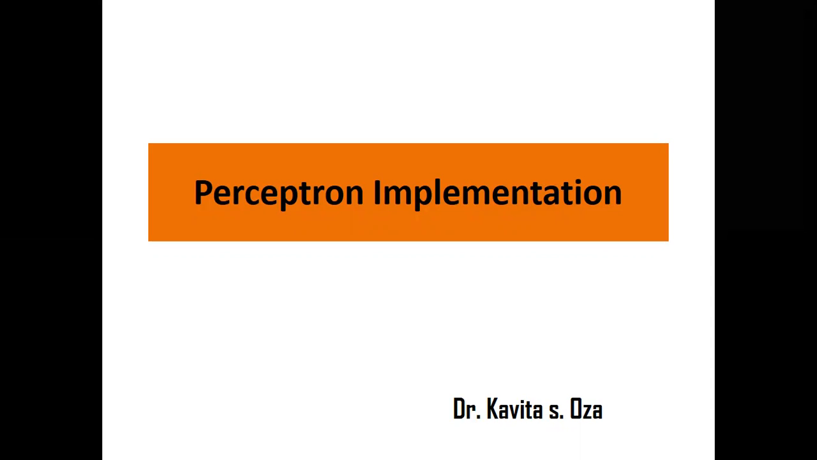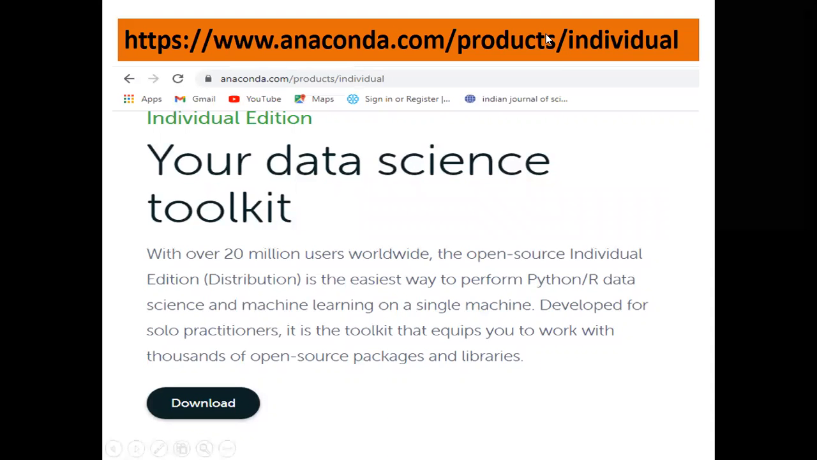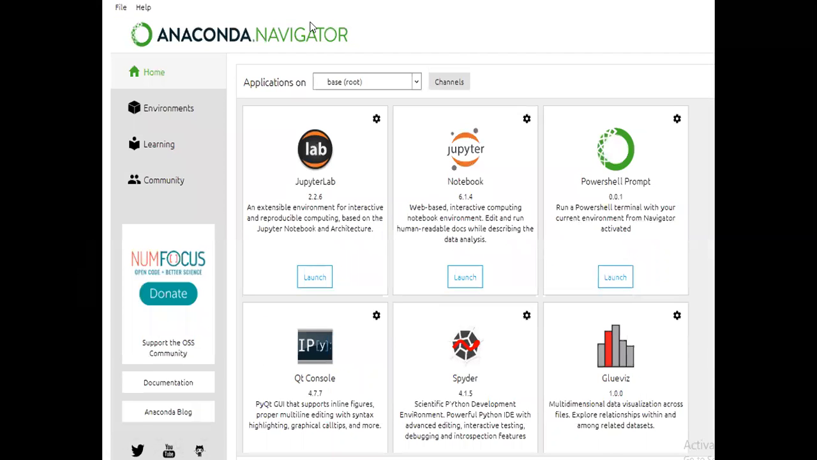Fine. To implement this, we need to work on the Anaconda platform. First I'll show you how to install Anaconda and then how to write the program on it. This is the website you can directly visit and download Anaconda. Once you download it, you can open the Anaconda Navigator. What we select here is Jupyter Notebook. We'll be working on Jupyter Notebook. So you can just click on launch.